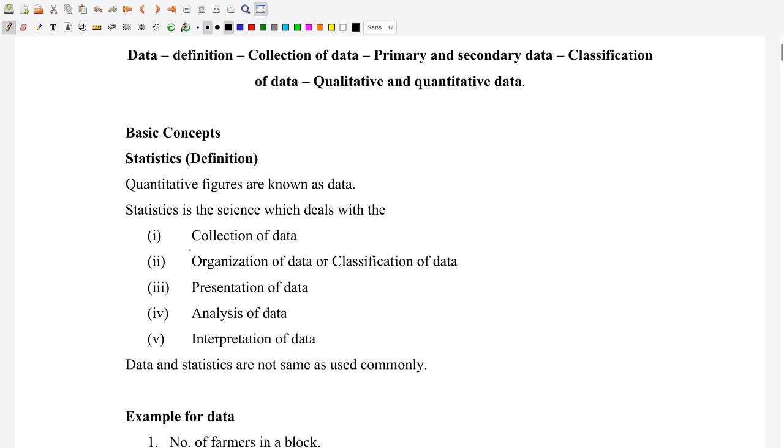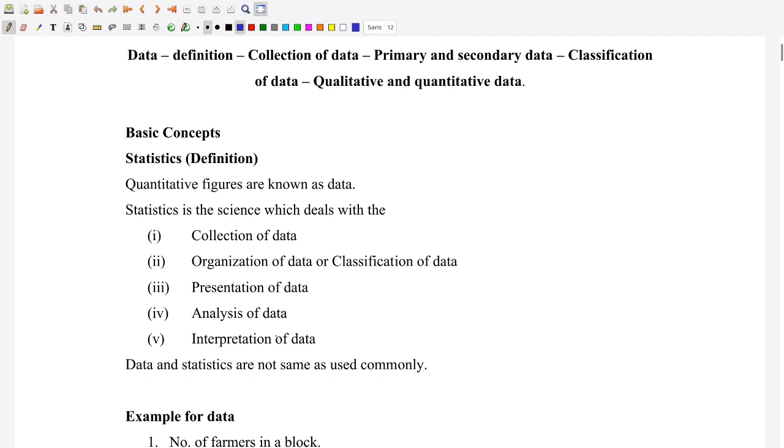Then whatever data you have collected, you will organize that data. You will make the classifications of data. And then whatever classification you have made, you will present the data in a presentable form. Then you can perform the analysis on that data, and then you have certain results which you can interpret. Okay, the trend of a certain thing is going like this, and so on. So this is what we will do.